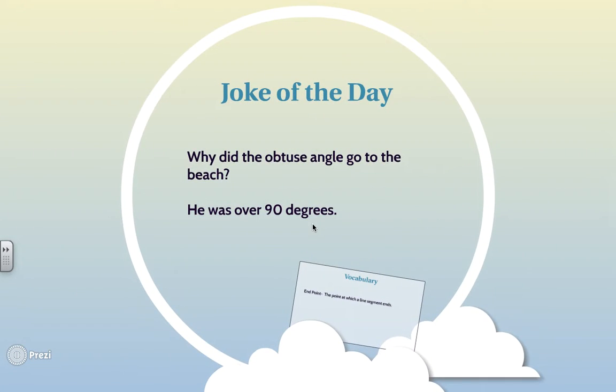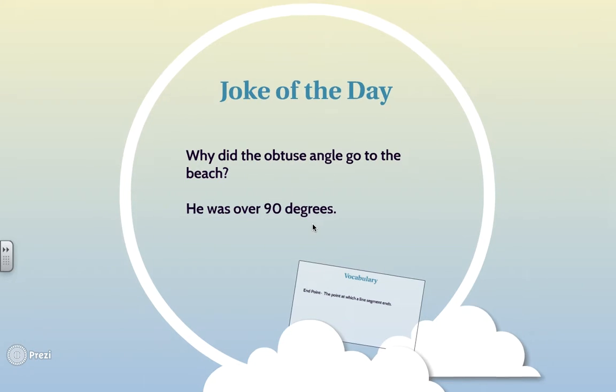Here's the joke of the day. Why did the obtuse angle go to the beach? Because he was over 90 degrees.